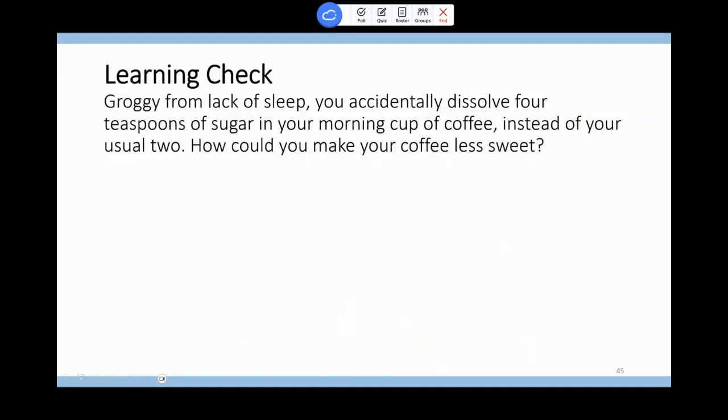Okay, so let's think about this conceptually. Let's say you are waking up in the morning, you're making a cup of coffee, you accidentally add 4 teaspoons of sugar, but you usually add 2. So what can you do? Talk to the people around you for a few seconds. What can you do to make your coffee less sweet in this scenario?